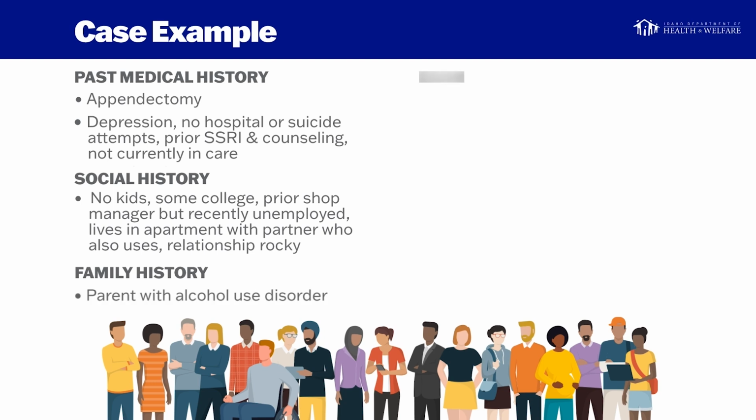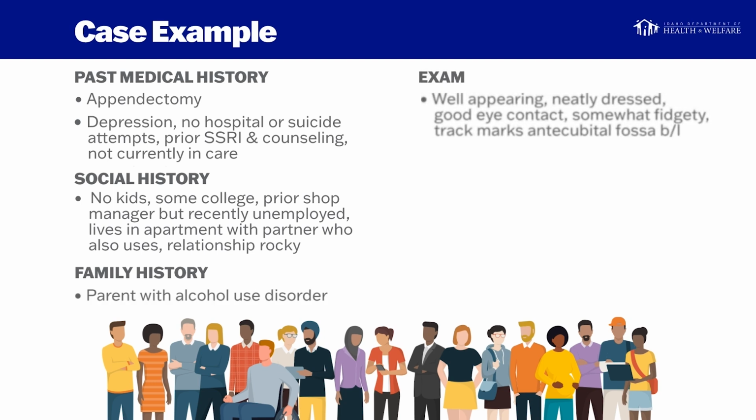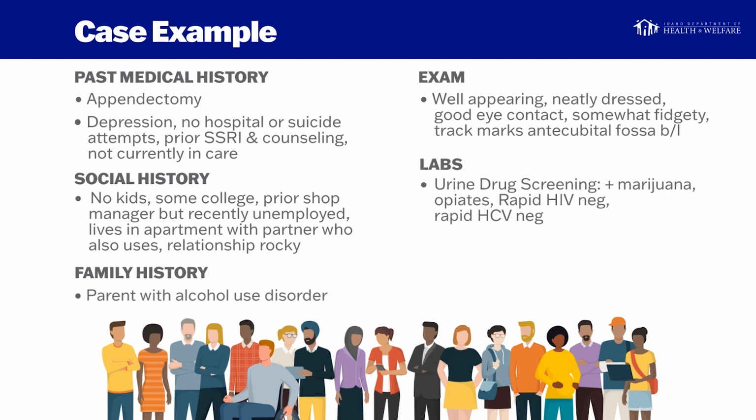In terms of exam, they're sitting here in front of you, they're well appearing, neatly dressed, they do make good eye contact, but are a little bit fidgety, and you do see signs of track marks on their skin. In terms of labs, the urine drug screen that you got in the office today shows marijuana, it shows opiates, but that's it. You got a rapid HIV and a rapid Hep C, which were both negative.